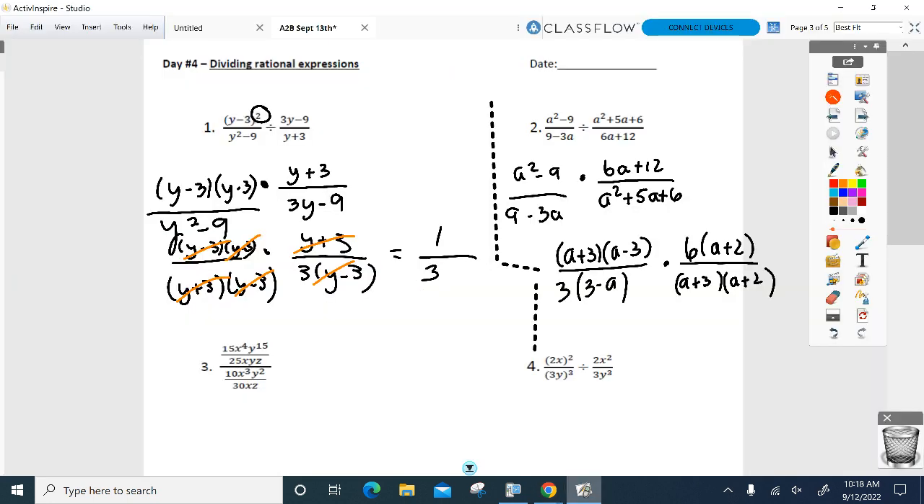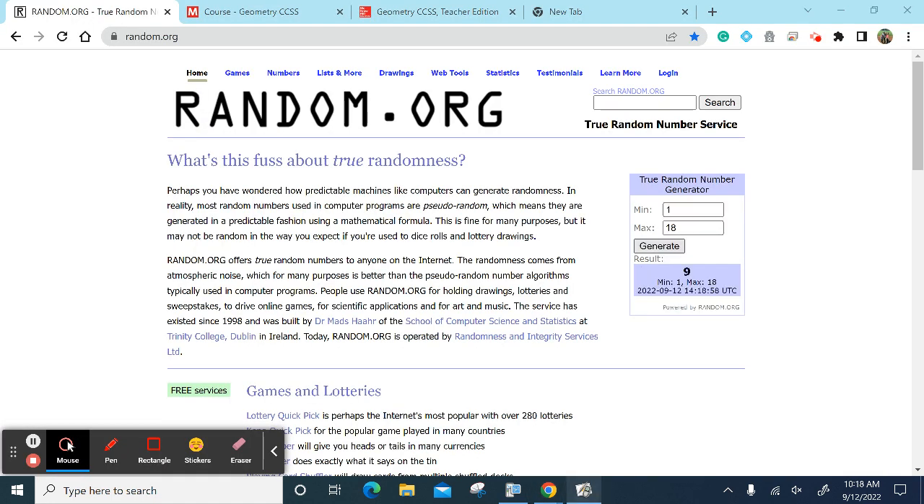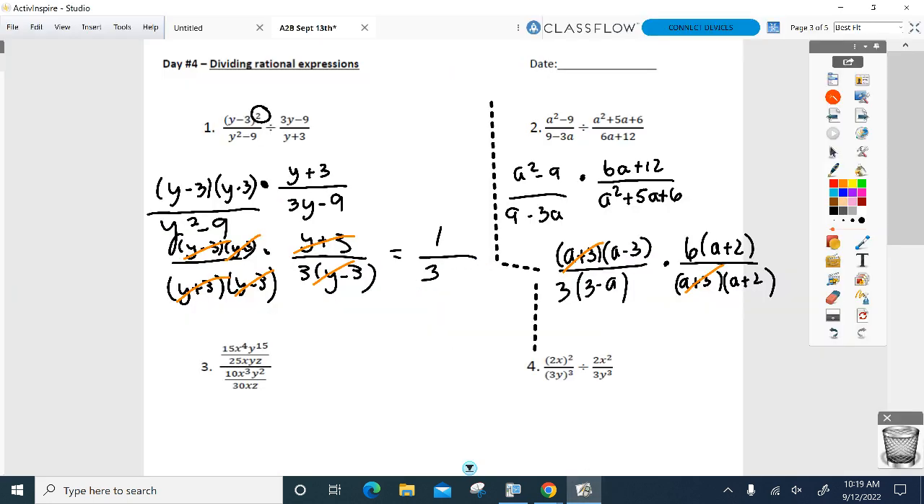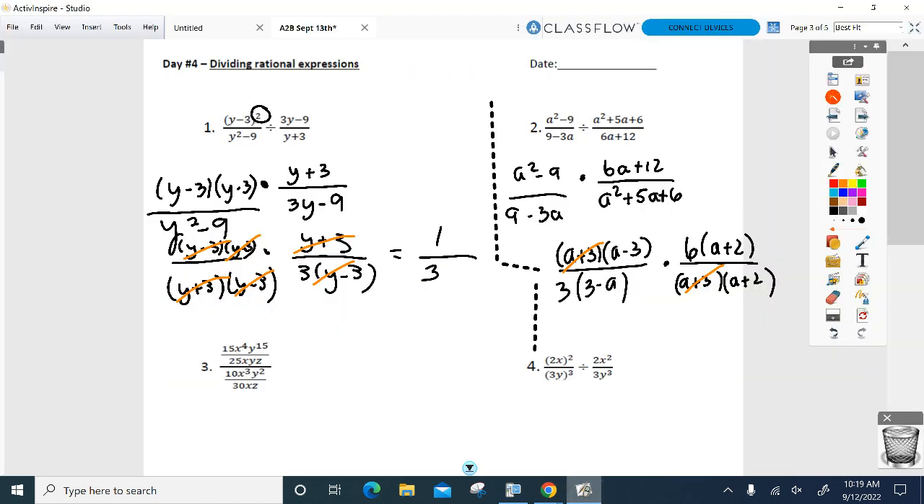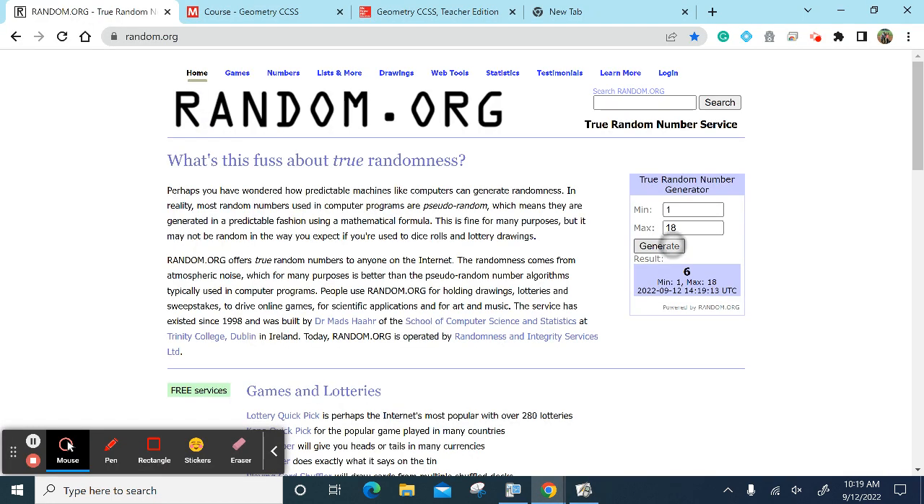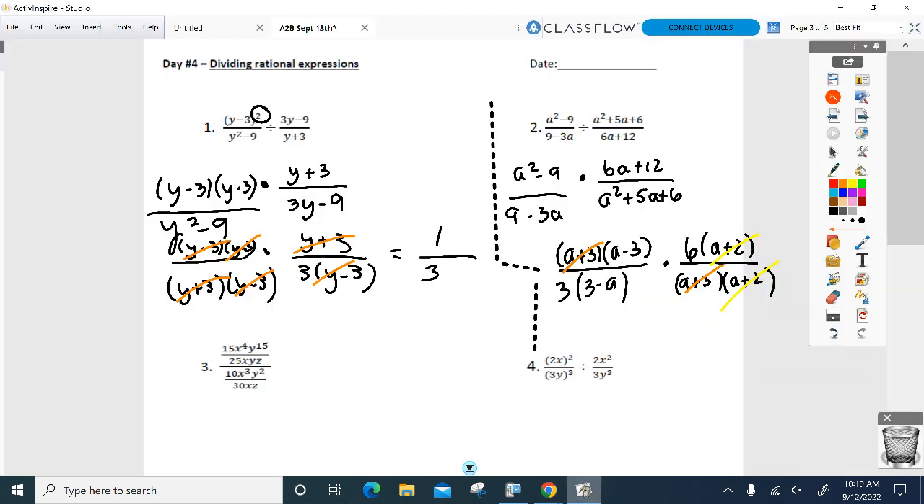Number 12, cross out something. You can cross out a plus 3 and a plus 3. Yep. Number 9, another thing you can cross out. A plus 2. Yep. Number 16, more? The 3 minus a and a minus 3 would be a negative 1. Nice! There's your opposites. Good.